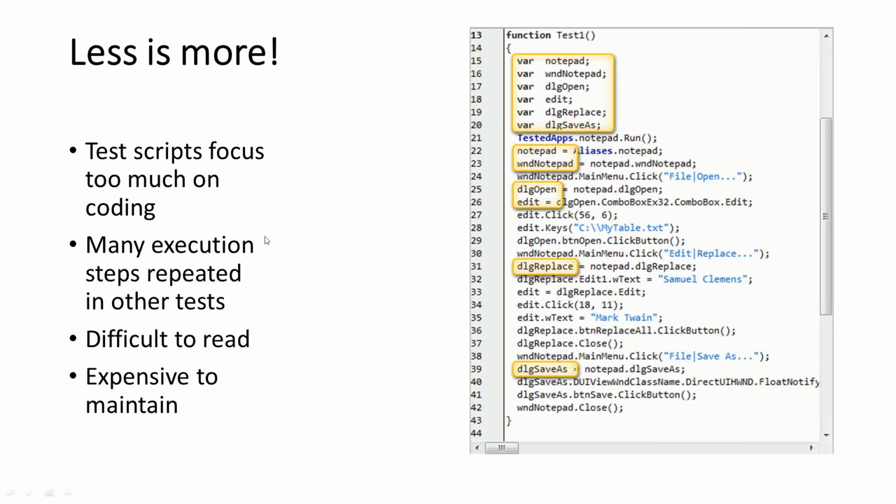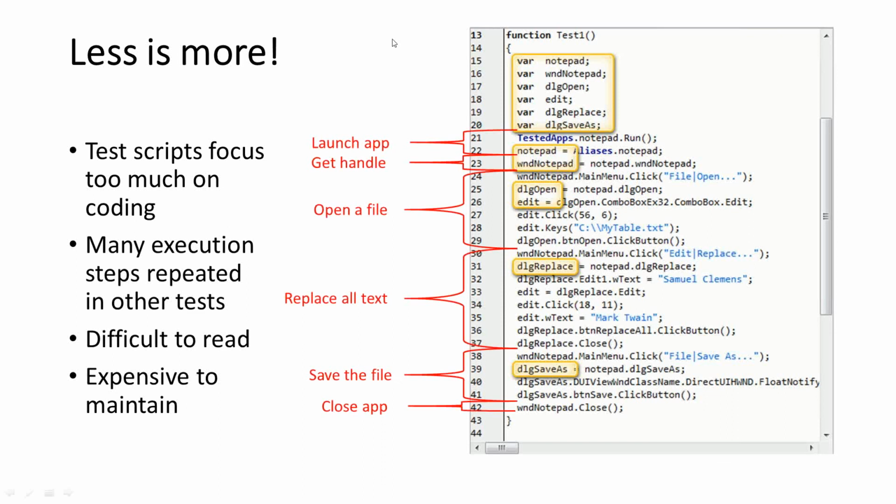So when I looked at this, I started saying, what are we really doing here? What are the test steps that I would do if I, as a person, were to do this? Well, I'm going to launch the application. In test code, I need to get the handle of the application.